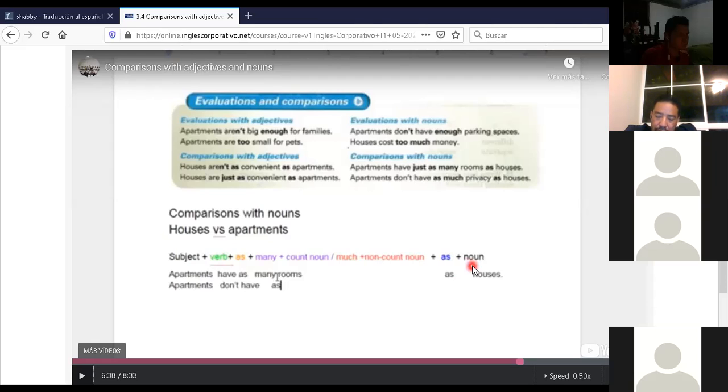Good. Now, here remember that we can use negative or affirmative. Acuérdense que con affirmative sí tiene lo mismo. Sara drinks as many glasses of water as Tatiana.